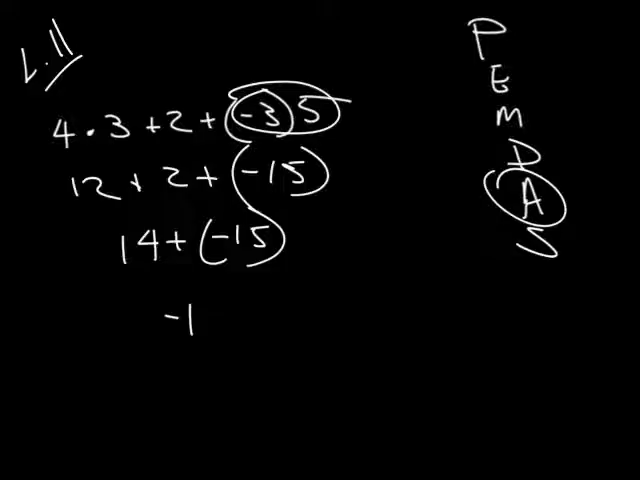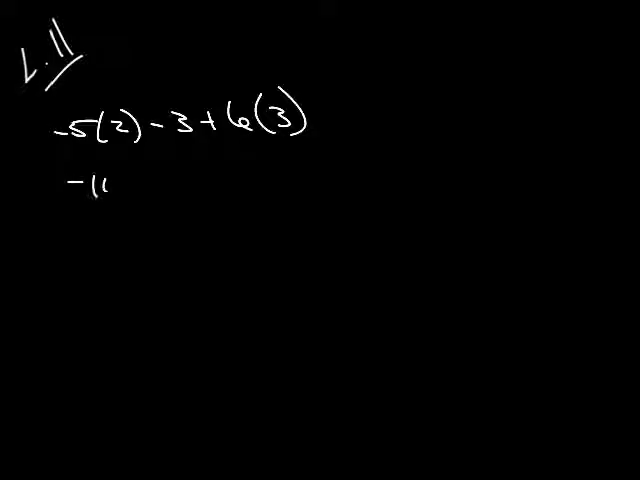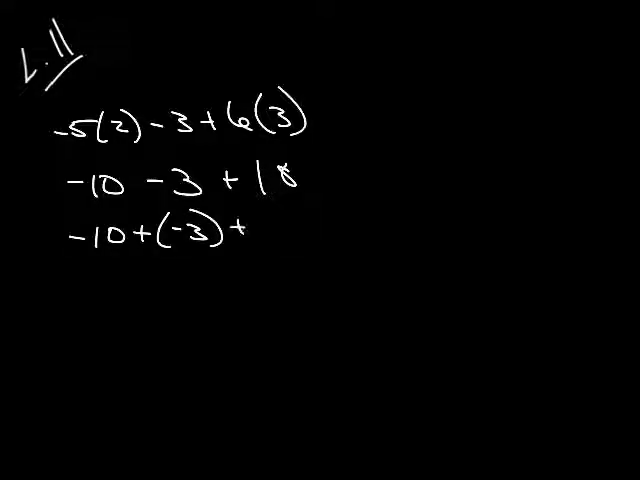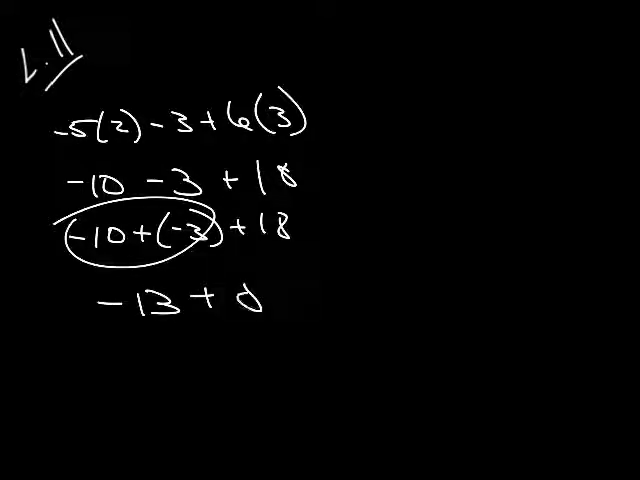When we jump up to exercise, let's see, 11.2, we have -5 times 2 minus 3 plus 6 times 3. So we're going to do our multiplication. Then we're going to change this minus to a plus. Signs are the same, so we're going to add. Signs are different, so we're going to take the difference, put the sign of the largest on there, and we're done with that one.